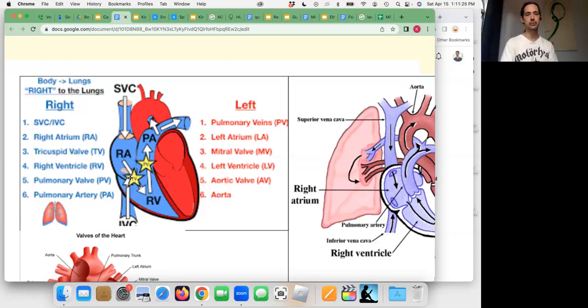So right atrium, tricuspid valve, right ventricle. Go ahead: right atrium, tricuspid valve, right ventricle. Good.